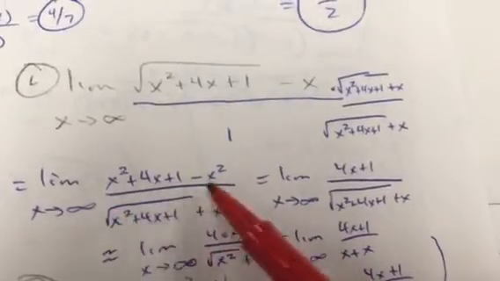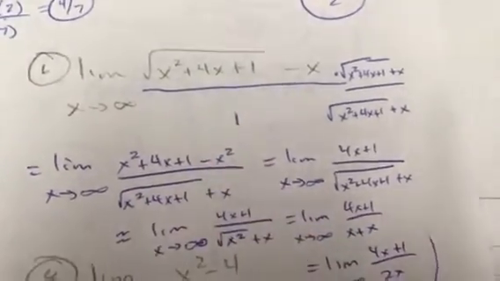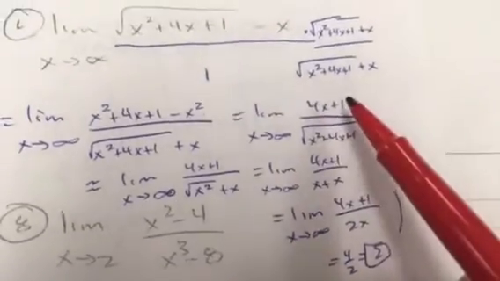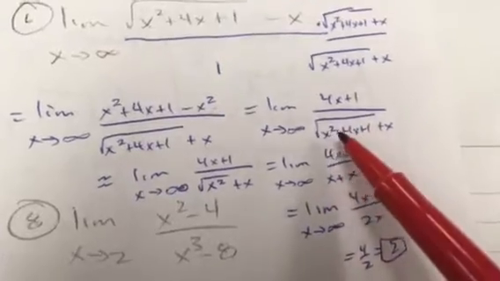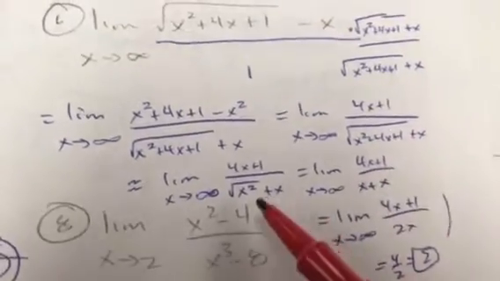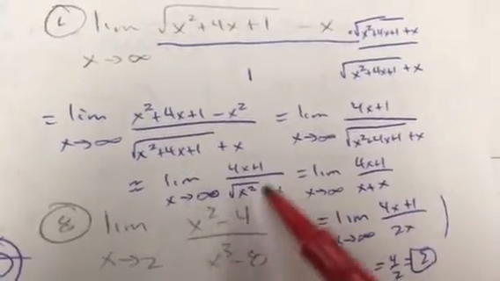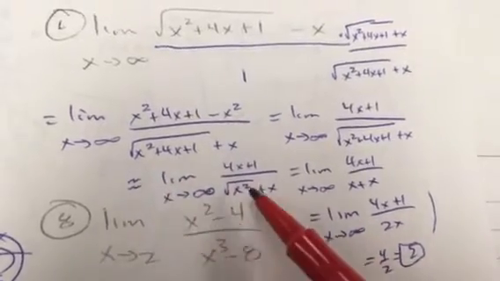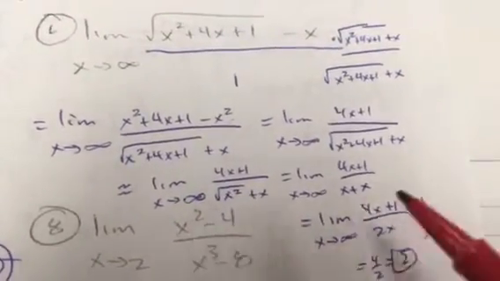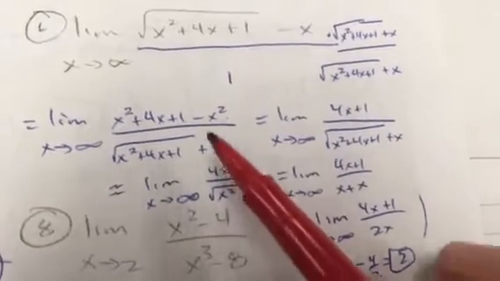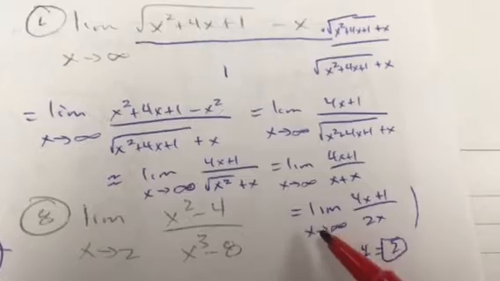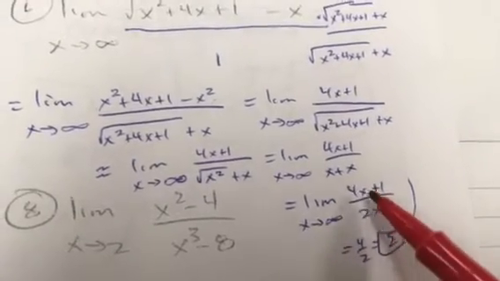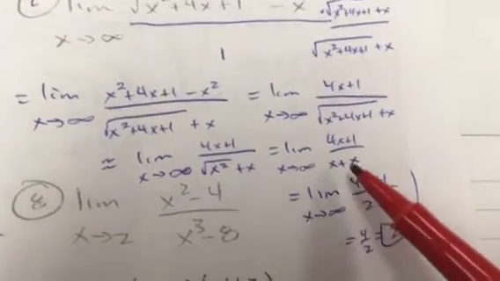So the x squareds cancel, the negative x squared and the x squared, leaving you with 4x plus 1 up top. Now remember, this thing's going towards infinity. So x squared plus 4x plus 1 in the square root is really just mostly affected by that x squared. That's why I say approximately this. The square root of x squared is just x. I leave that x on the outside though. X plus x is 2x. The limit as x goes to infinity of this, you have the same highest power top and bottom. 4/2 is 2. We got rid of 7.